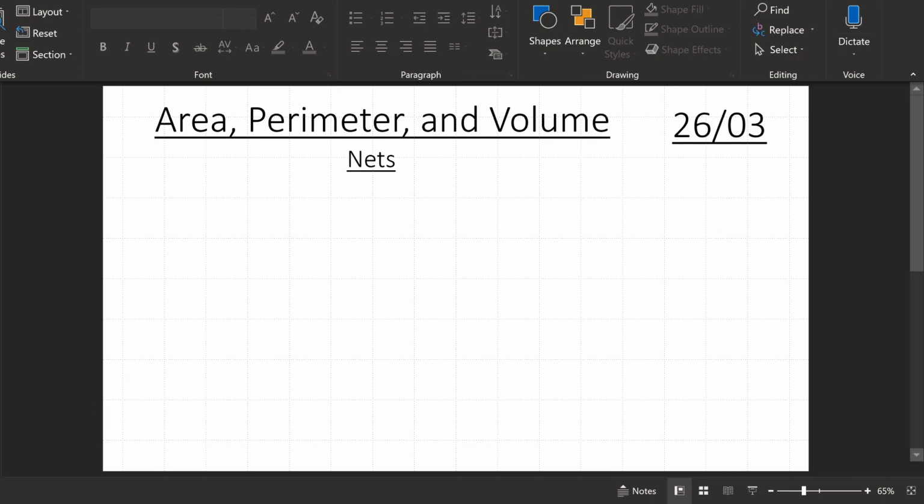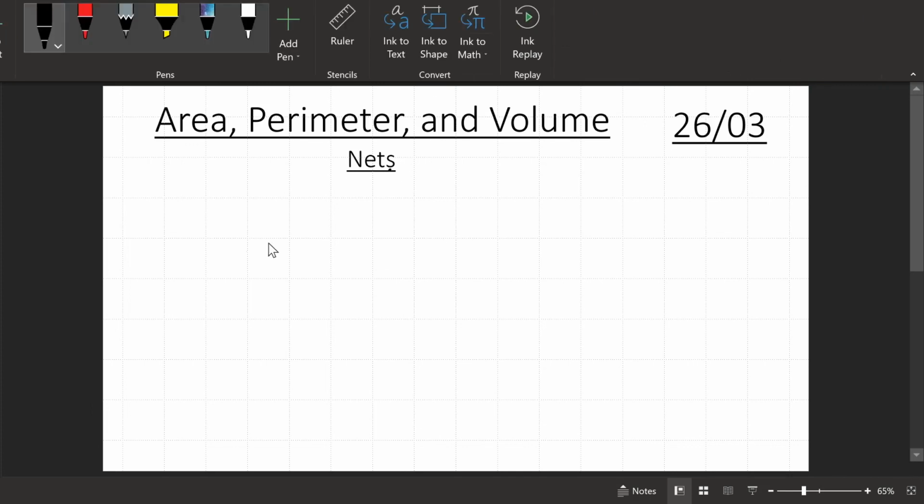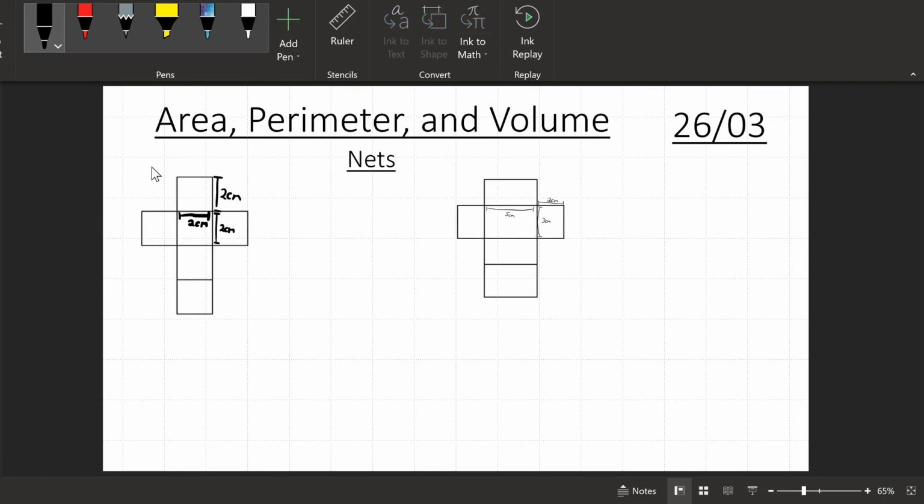The surface area of two nets, okay? Again, we see that we have one that's all squares and one that has rectangles. By now you've probably figured out that if it's all squares, then it should make a cube. But if there are rectangles, it'll make some kind of cuboid. So, let's have a quick look at this first shape. We've got 2 centimeters by 2 centimeters by 2 centimeters. We're going to find two things about this: its volume and its surface area.